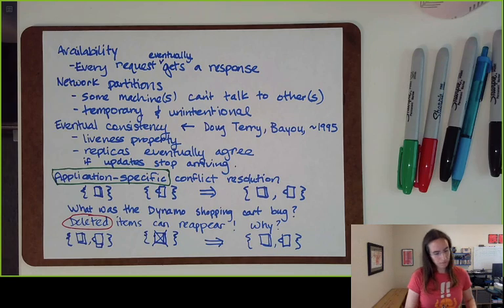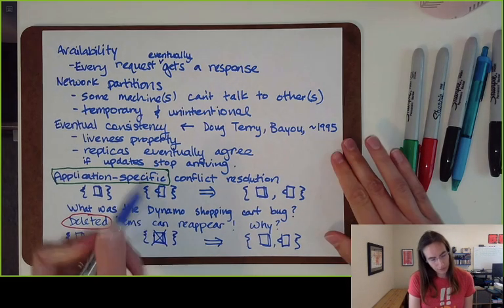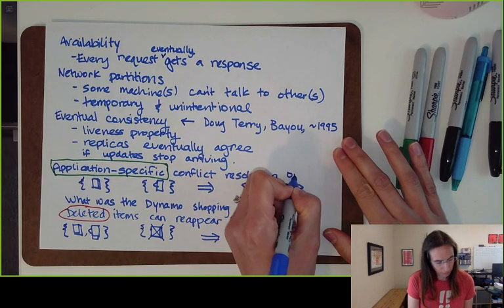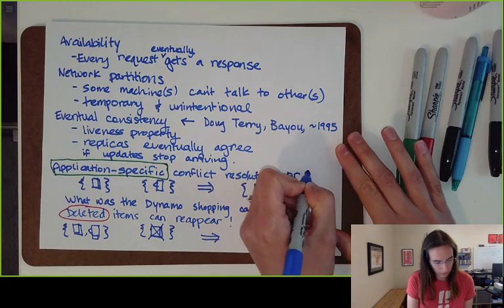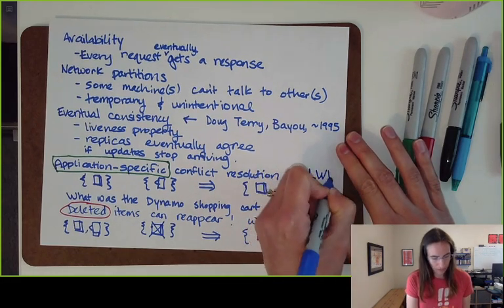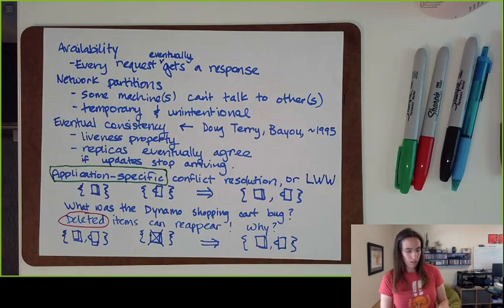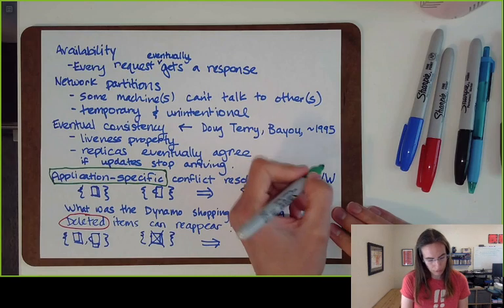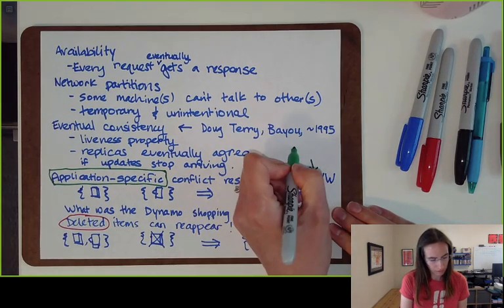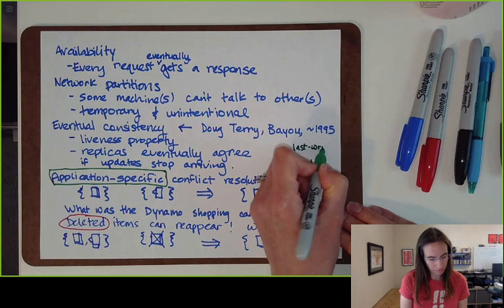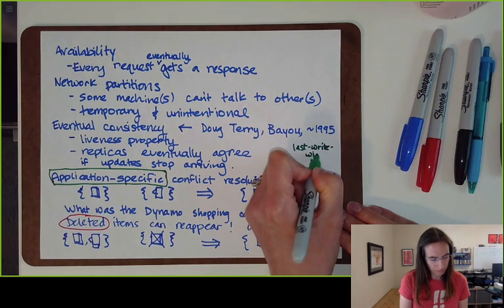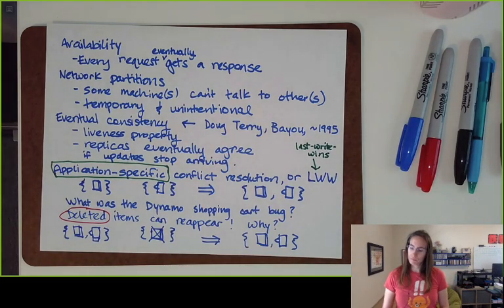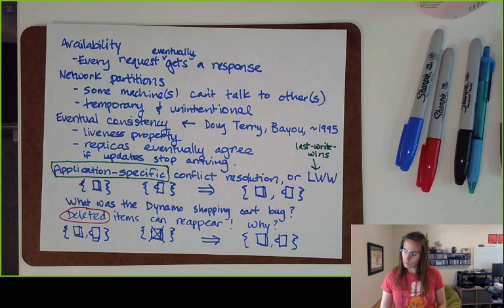That's right, yeah. It takes the latest write. So I'll say application-specific conflict resolution, or LWW, which stands for last write wins. If you don't have any application-specific conflict resolution mechanism to help it out, Dynamo will use last write wins. So, questions about any of that?